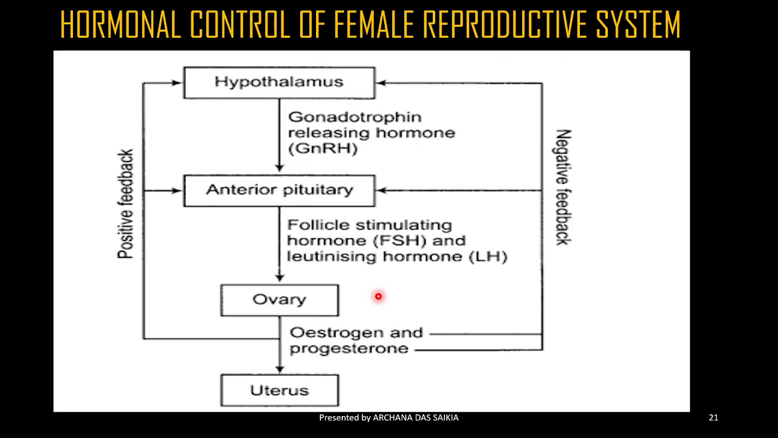So today we learned about gametogenesis in males and females. Next, we will move on to the fertilization process.